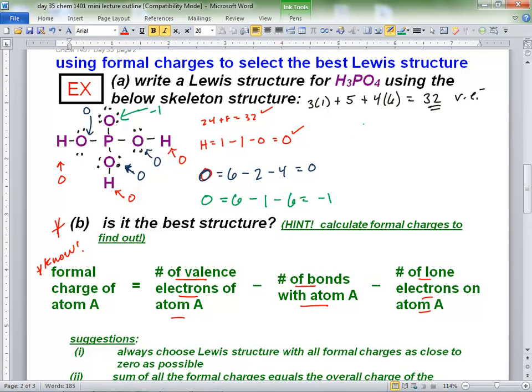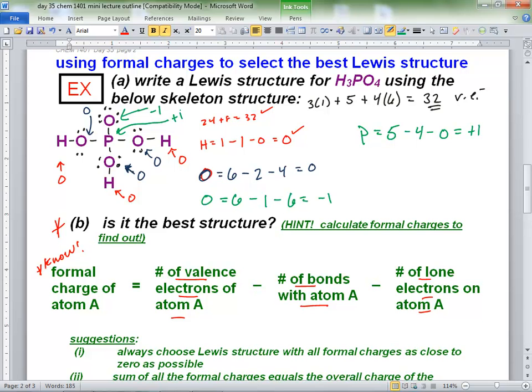How about the phosphorus? Phosphorus has number of valence electrons, 5. Number of bonds, 4. Number of lone electrons, 0. +1. So this phosphorus, +1.